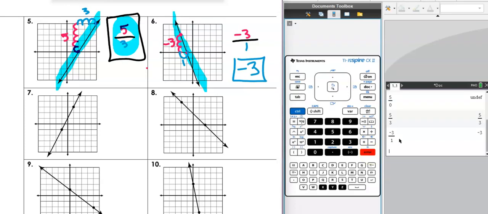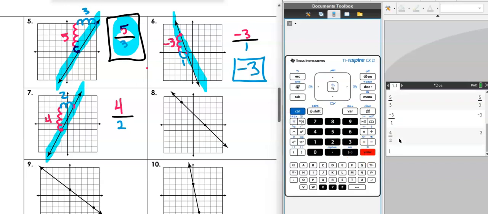Looking at problem number 7, I notice that the line is going up from left to right, so my answer should be positive. But just checking, starting from the first point, trying to get to the second, I need to go up 4 times. And my run is 2 units to the right. Now, 4 divided by 2, when I perform that, I get 2. So the slope in this case is +2.